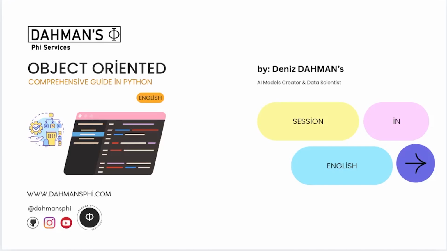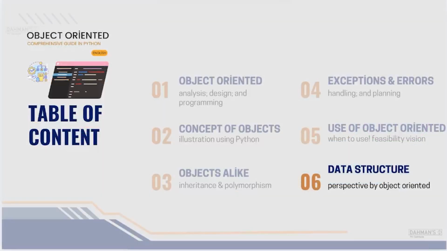Hi, welcome to Object-Oriented Comprehensive Guide in Python. So we have reached section number 6 to discuss data structure. In particular, we're going to be looking at the perspective from object-oriented programming in regard to data structure.